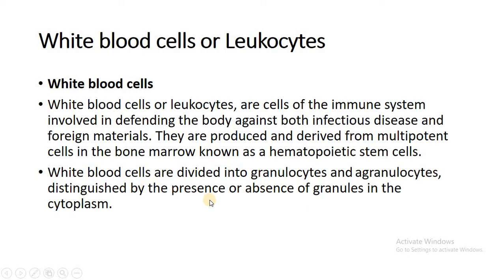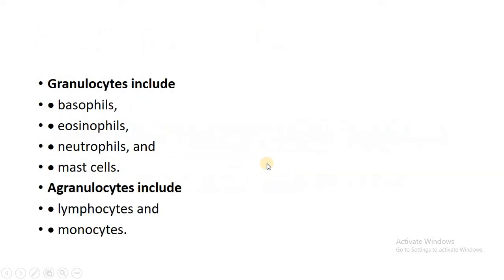White blood cells are divided into two types: granulocytes and agranulocytes. Granulocytes contain granules, whereas agranulocytes lack granules. There are four types of granulocytes: basophils, eosinophils, neutrophils, and mast cells. Agranulocytes, these types of white blood cells or leukocytes, lack granules. There are two types of agranulocytes: lymphocytes and monocytes.